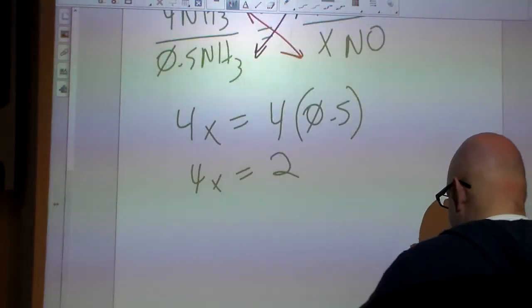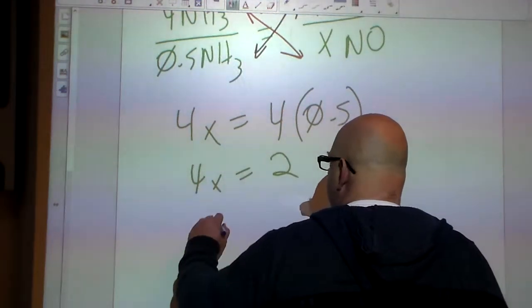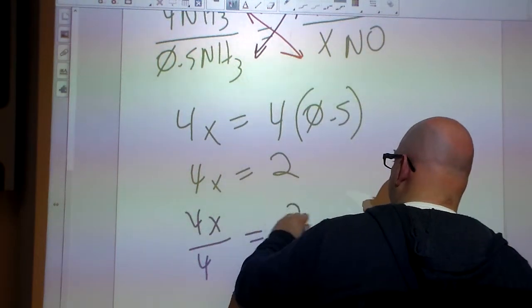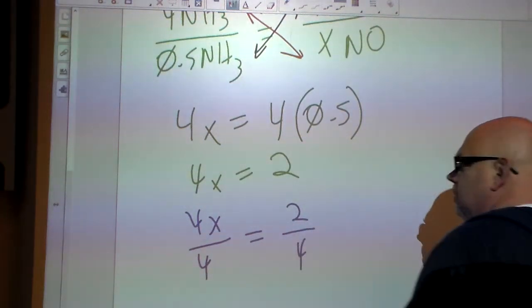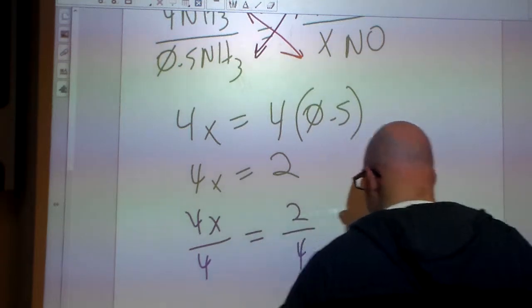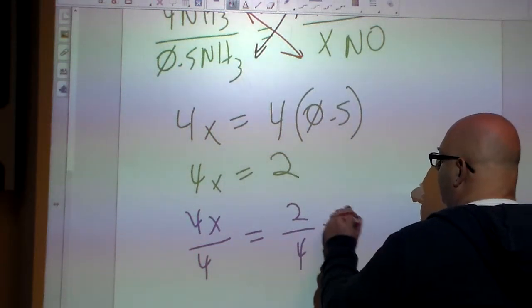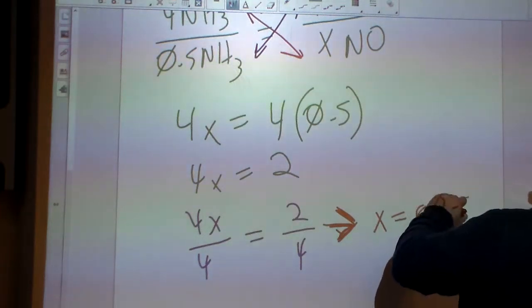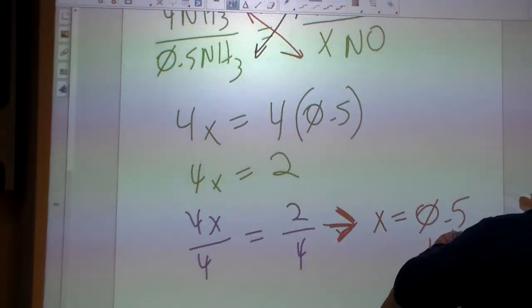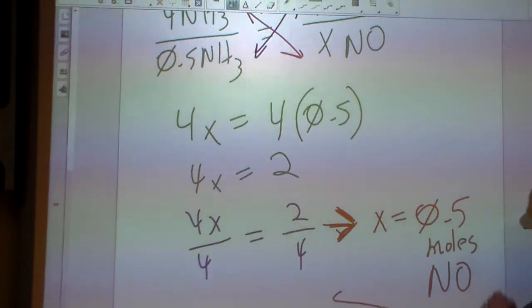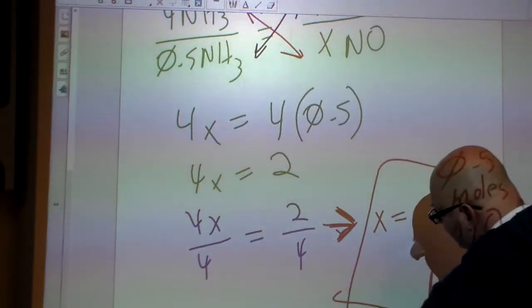Let's keep working it. So 4x divided by 4 is equal to 2 divided by 4. The 4's cancel out. As a result, as I bring the arrow for our final thing, x is going to equal 0.5 moles of NO. This is our final answer.